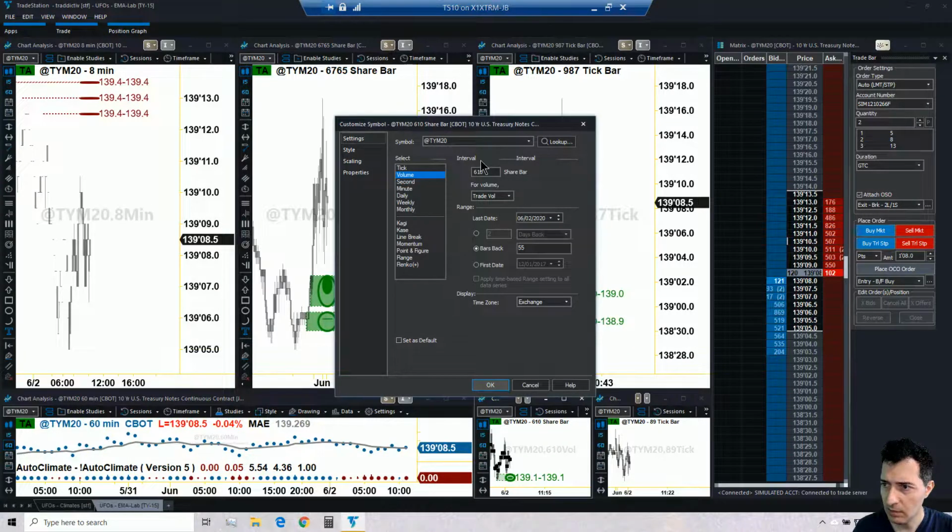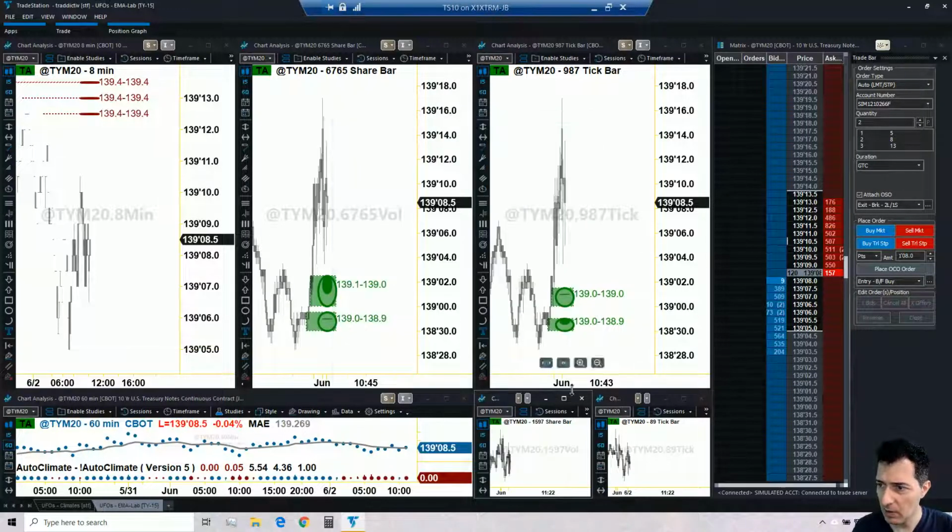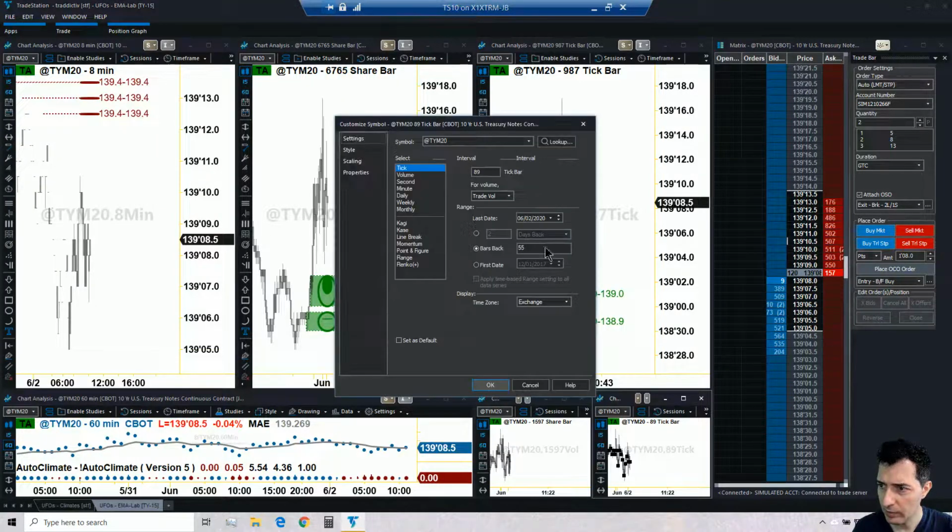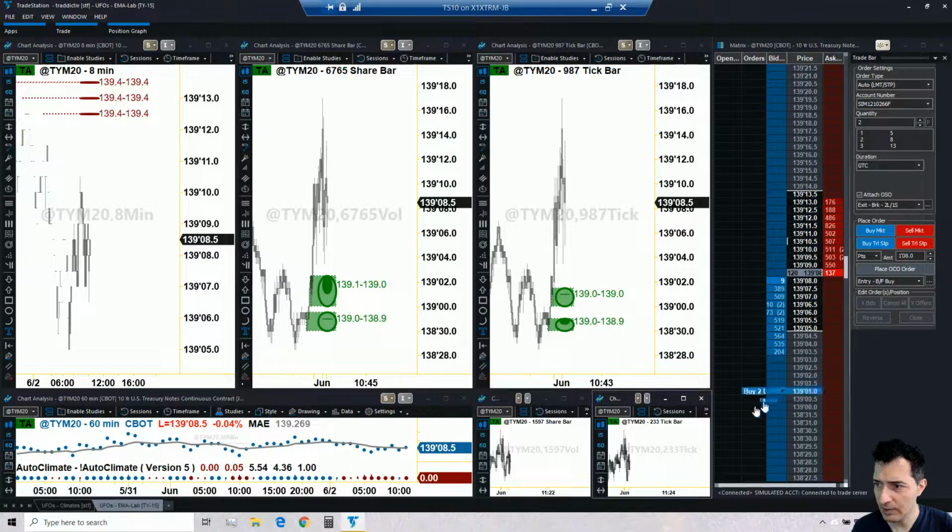So 1597 here, 55 bars, and 233. Okay, and here we go, we have it. Now I have everything correct.